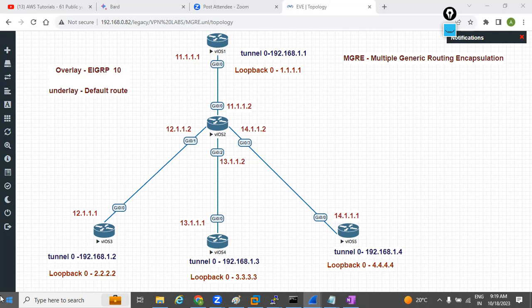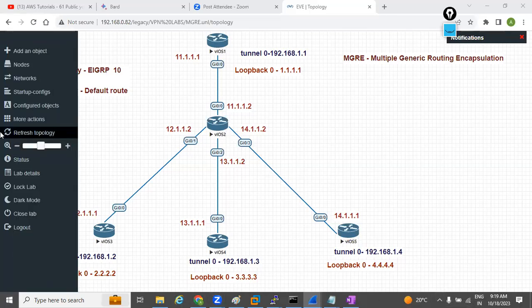Excuse me, sir. Yes. Yesterday in the MGRE also we used EIGRP routing, right? Yes. And there this split horizon was not there, right? Why so? I didn't get it. Yesterday for the MGRE LAN network advertisement we used EIGRP, right? So it was advertising the network to the spoke, right? 2.2.2.2 was advertised on router 3.3.3.3, right? There is no split horizon there.